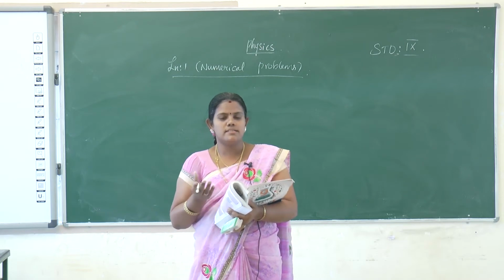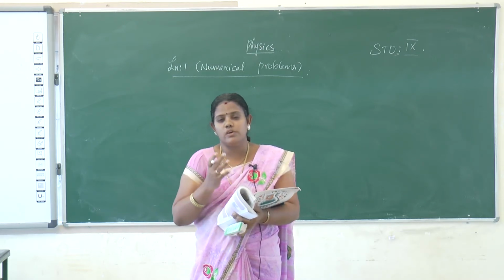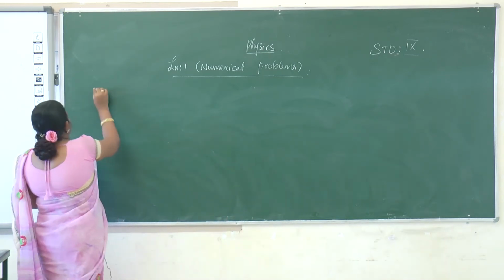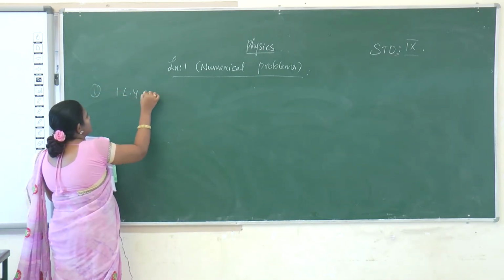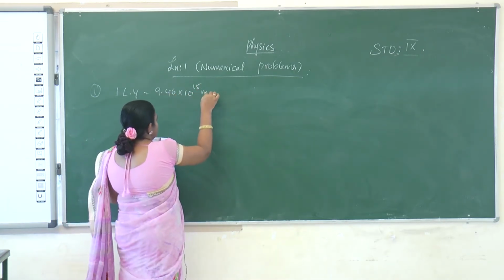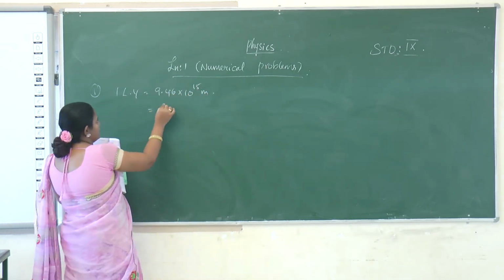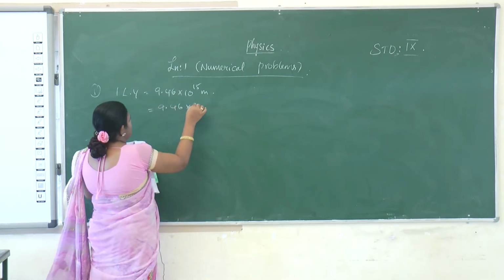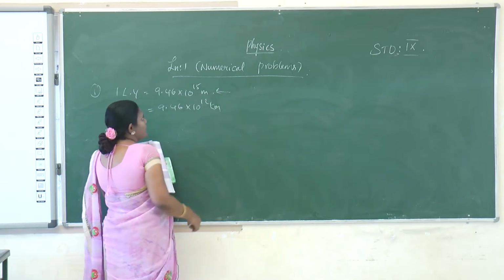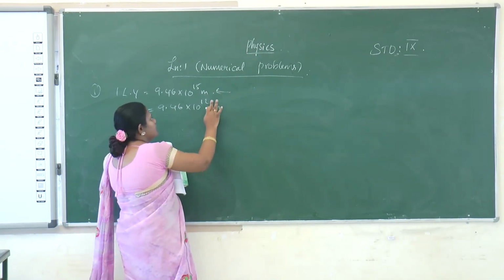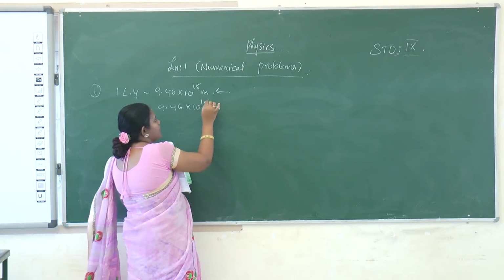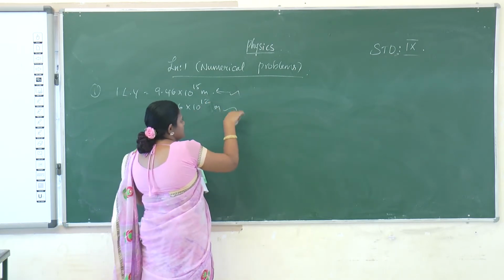Can anyone answer this question? What is the unit? What is the value of light year? 1 light year is equal to 9.46 into 10 power 15 meter. And then it is easy to convert: that is 9.46 into 10 power 12 kilometer. So Inian tells that value, but Elilan tells the value of light year is 9.46 into 10 power 12 meter. Which one is correct?